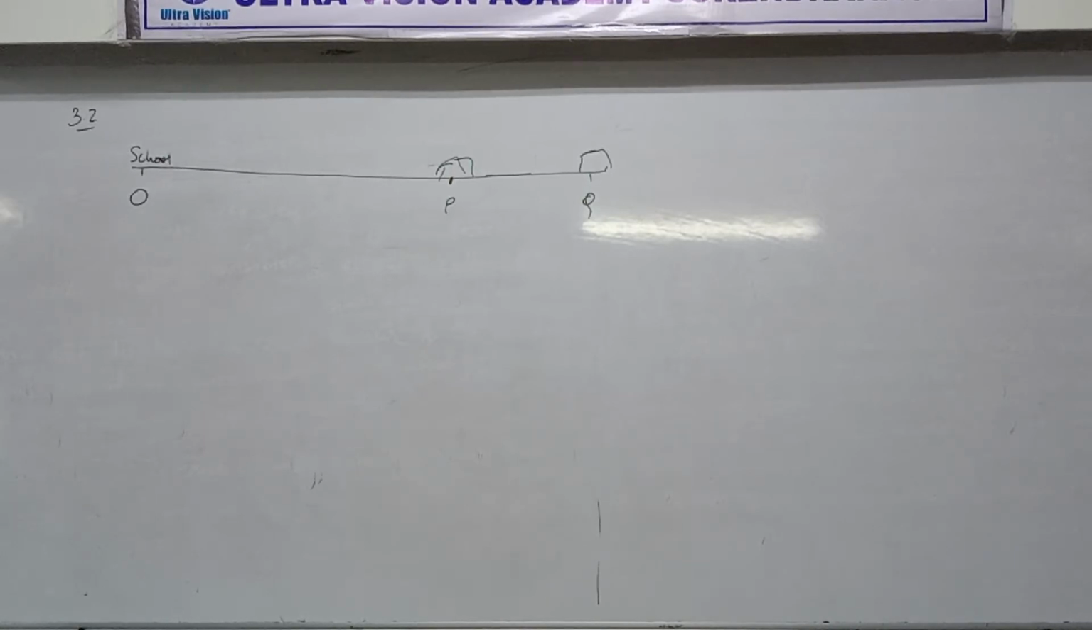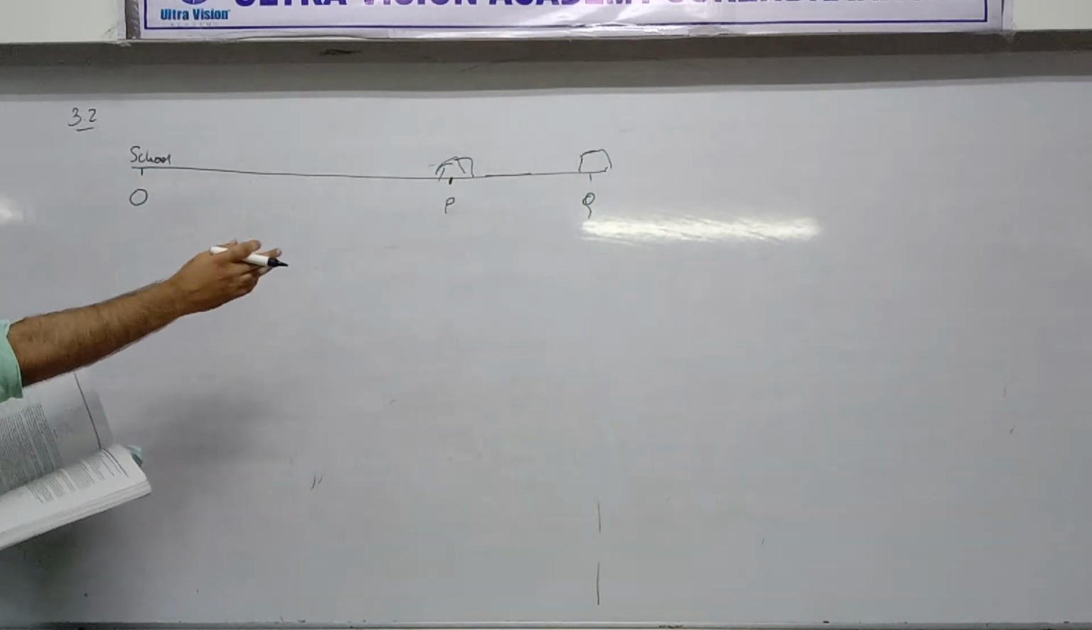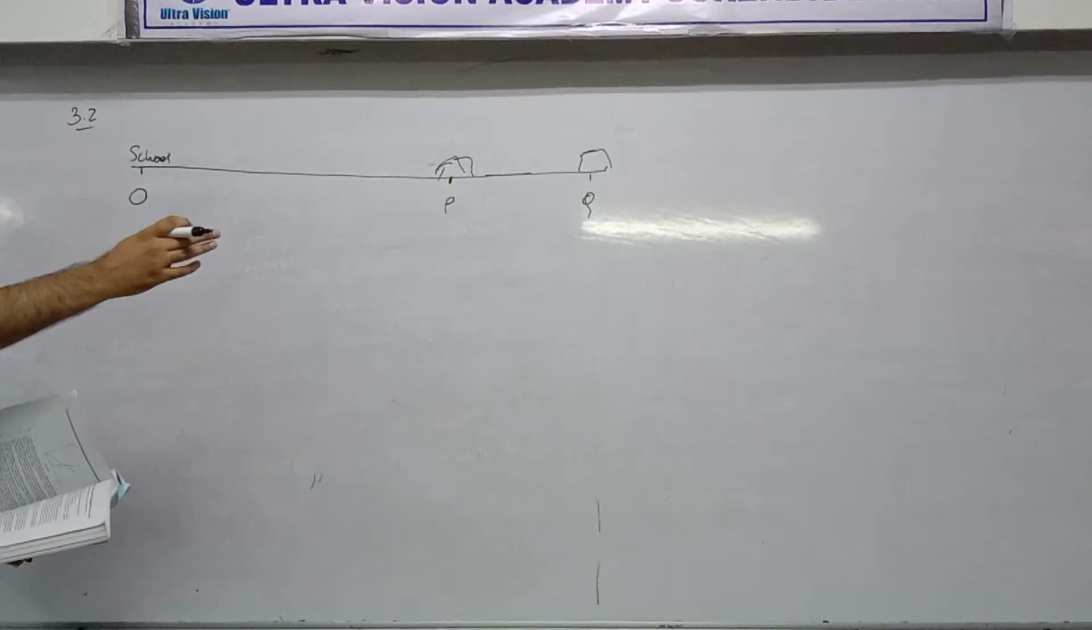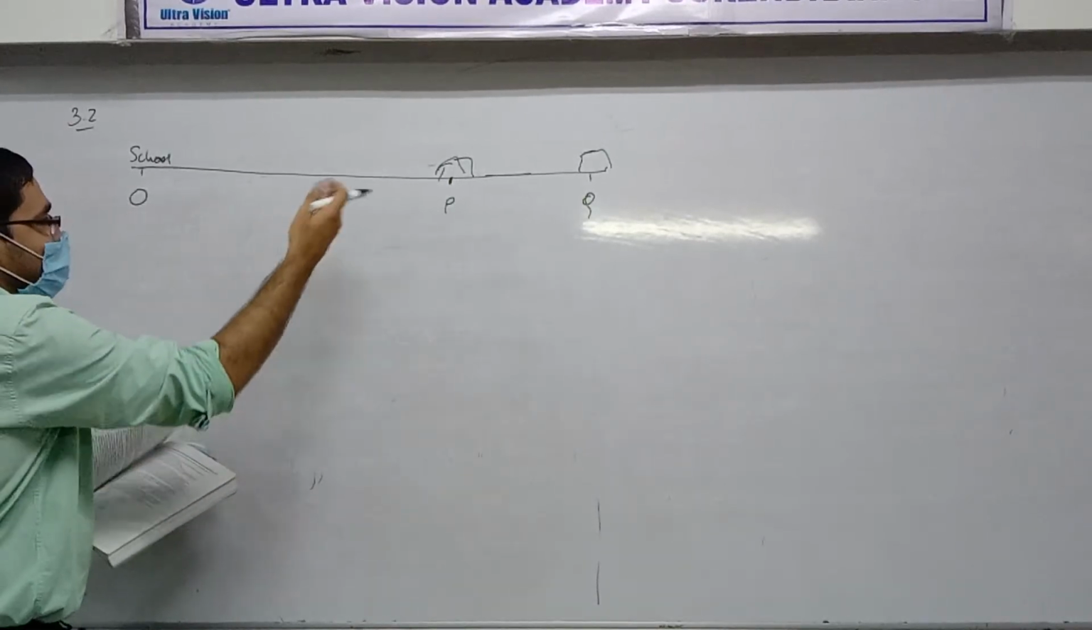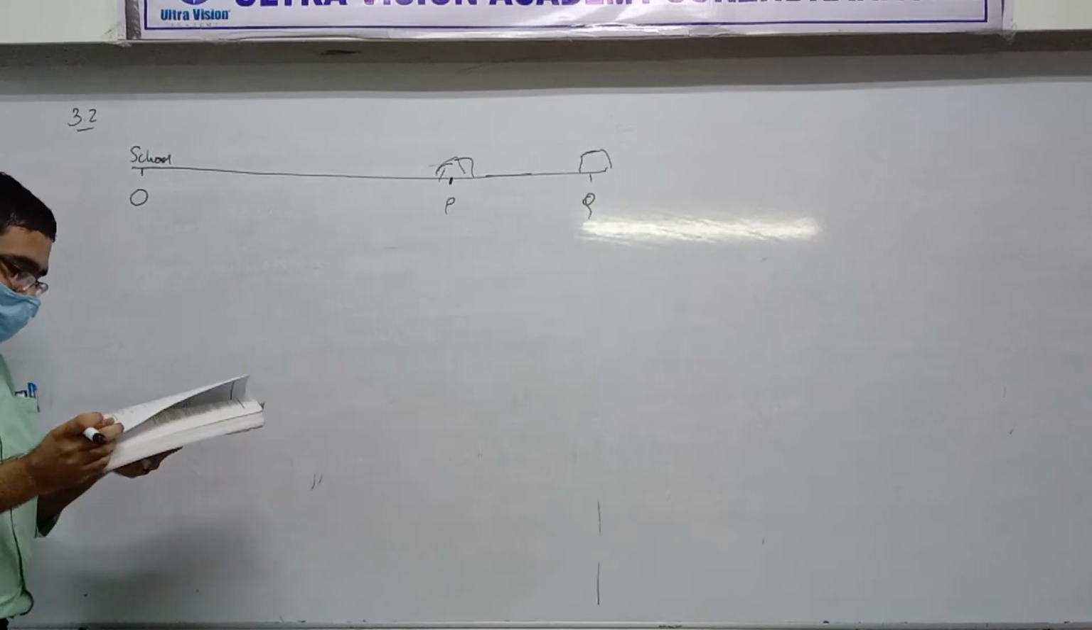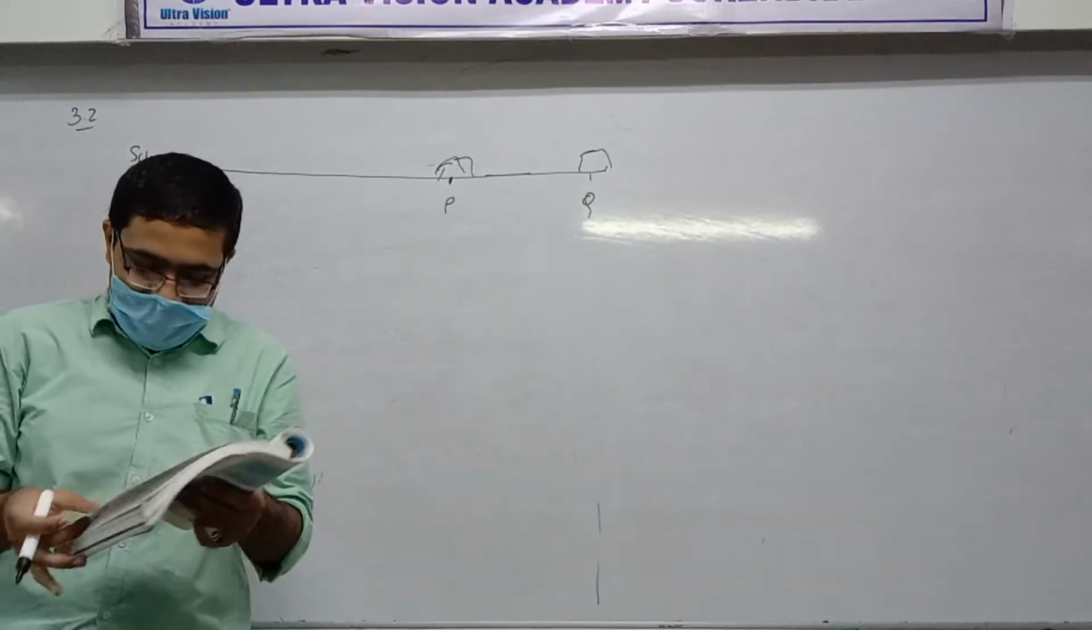P comes first, yes or no? On the graph, that means P is closer than Q, like I've drawn here. Understood? Everyone get that? So what does that mean? A lives closer to school than B. Well, the next one.